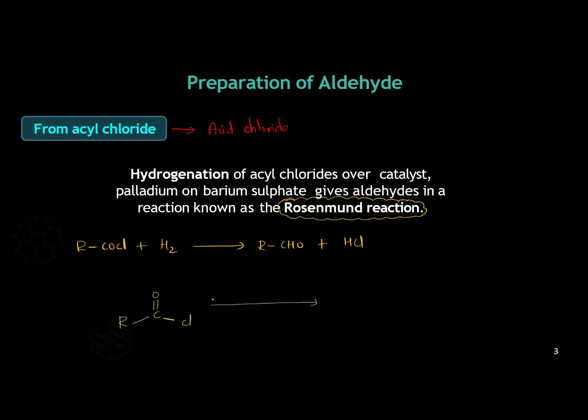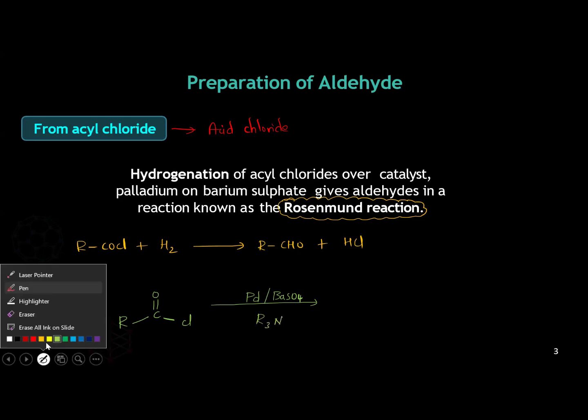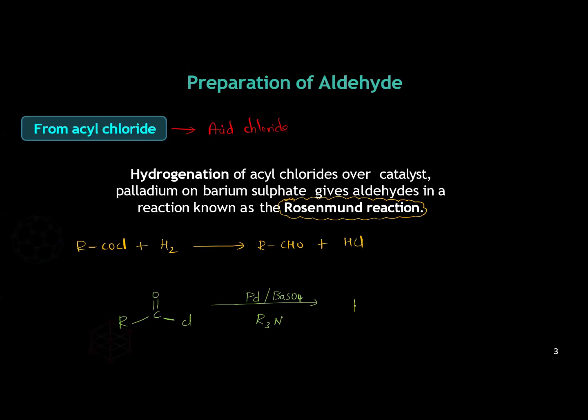So in the presence of palladium, barium sulfate. Not only that, you need another thing here, that is the tertiary amine, which is R3N. So that finally gives, what is this structure? Aldehydes.